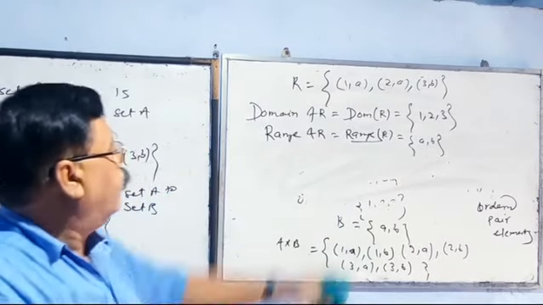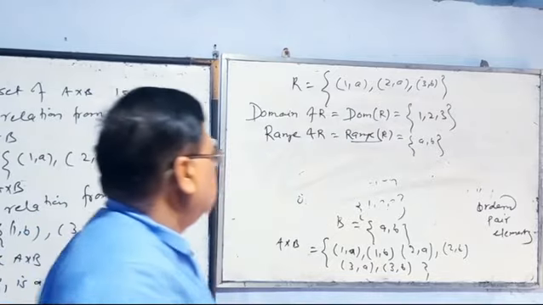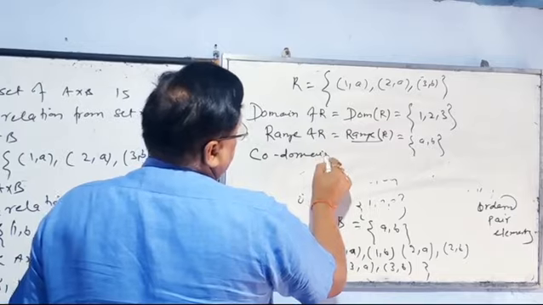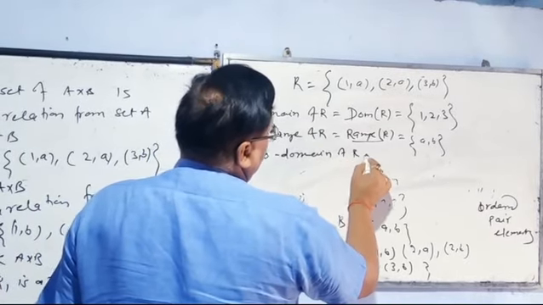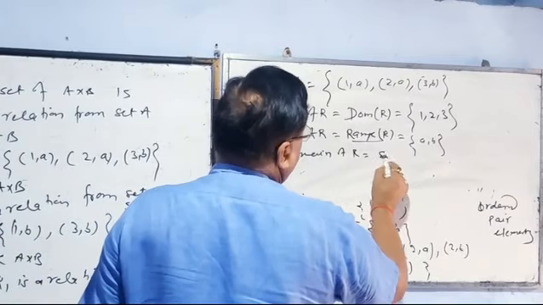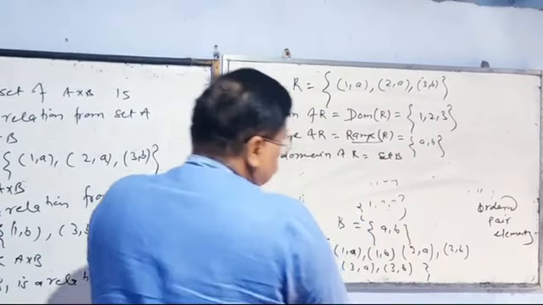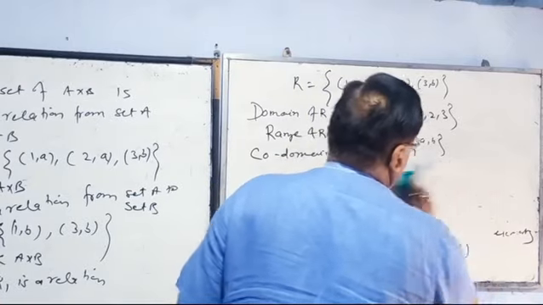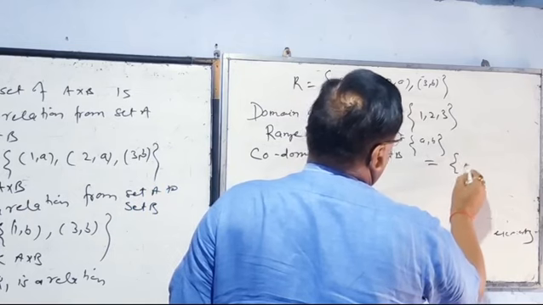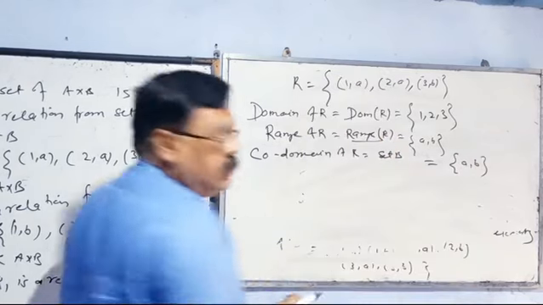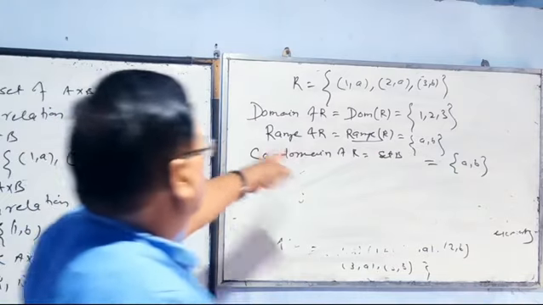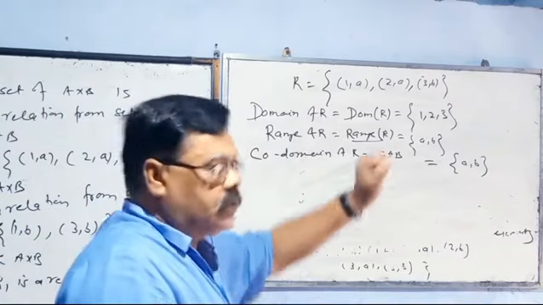This is the domain of the relation. This is the range of the relation, and the codomain of R will be set B. A cross B, so set B. That is, we have {a, b} as the codomain. So in this way, we can find the domain, range, and codomain of a relation.